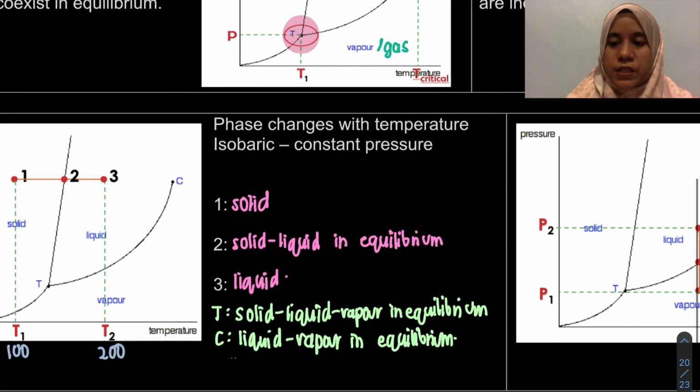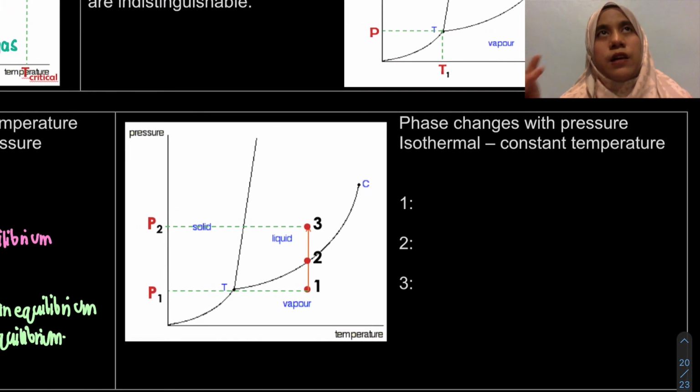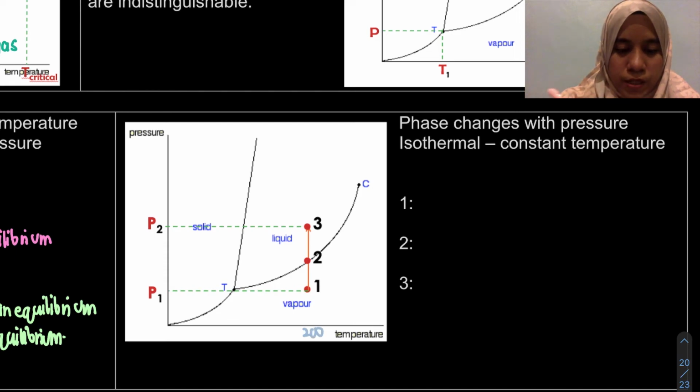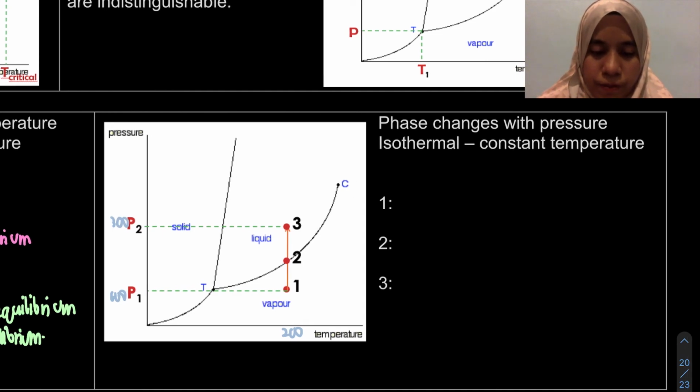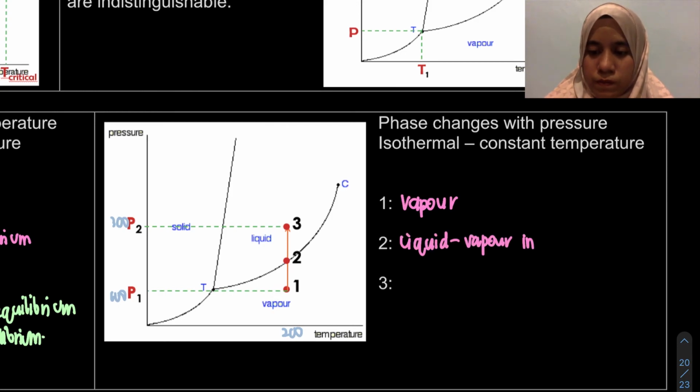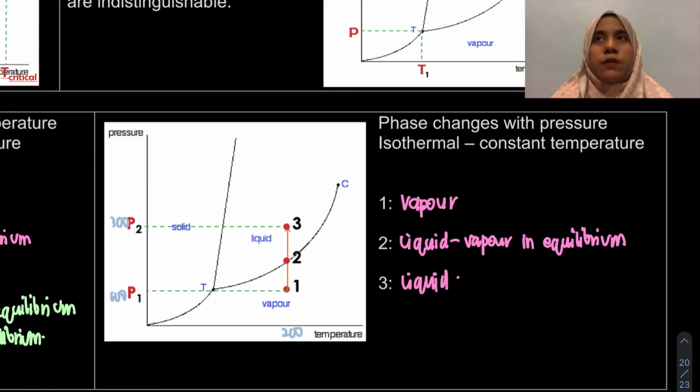For this next case, we keep the temperature constant but change the pressure. For example here, the temperature is still 200, but the pressure goes from 100 atm to 300 atm. So how? Point number 1 is vapor. But point 2 is liquid and vapor in equilibrium. For point 3, it is only liquid. So from here, you don't even need to look ahead, from the phase diagram alone you already know.